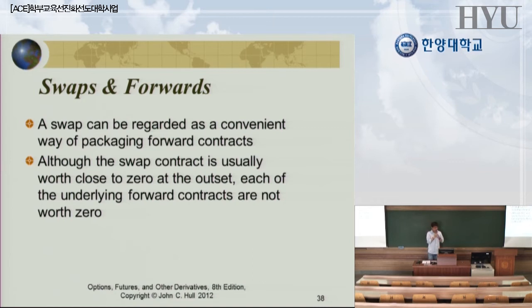A swap can be regarded as a convenient way of packaging forward contracts, and although the swap contract is usually worth close to zero at the outset, each of the underlying forward contracts is not worth zero. They are close to zero, but that doesn't necessarily mean that they're equal to zero.